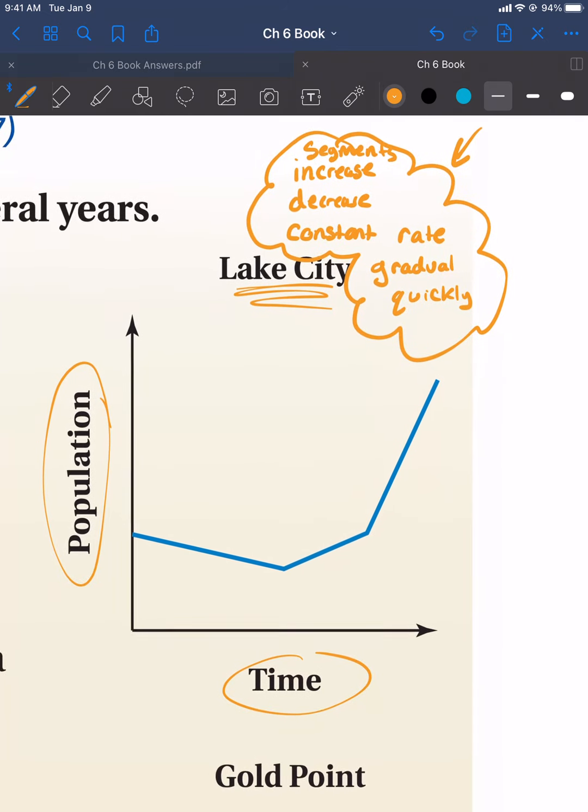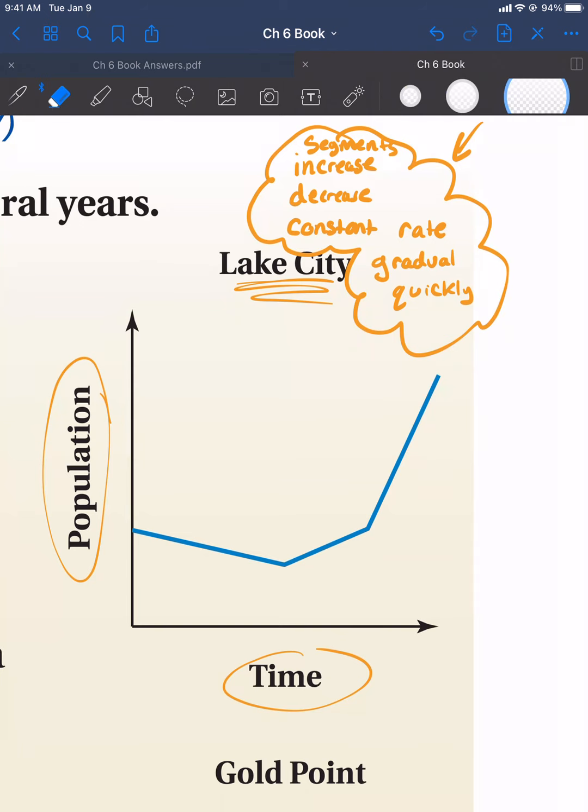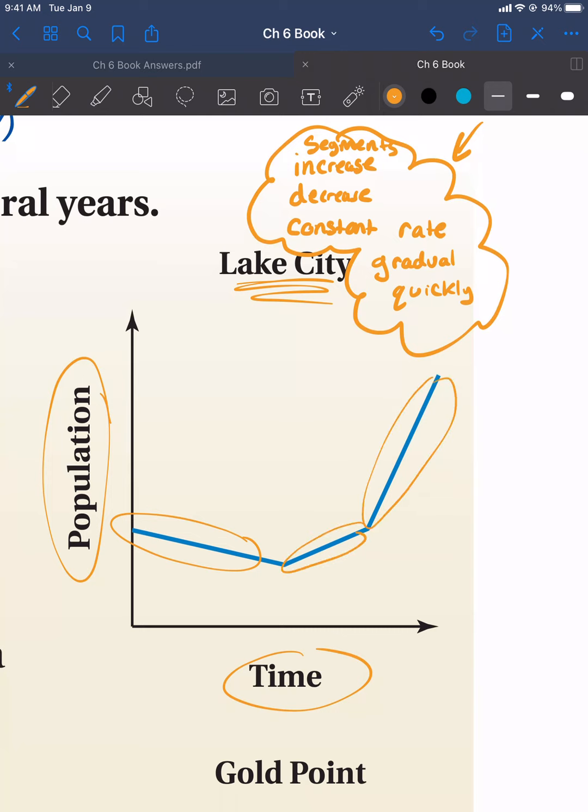If I said compare the two sets of data, the population, the time for Lake City, what would you guys tell me in words? What's happening? How many segments do we have, first of all? I've got 3 segments, okay? Let's describe the first one.